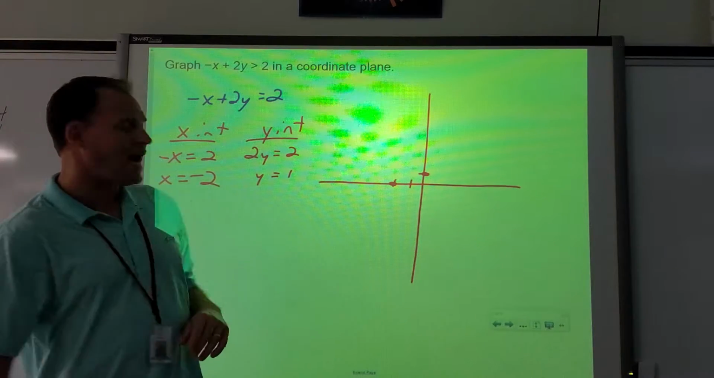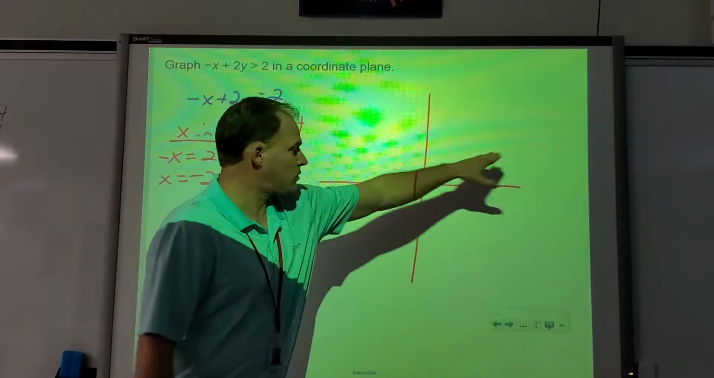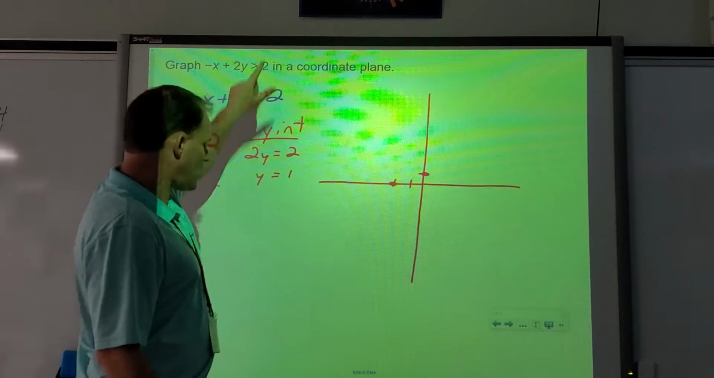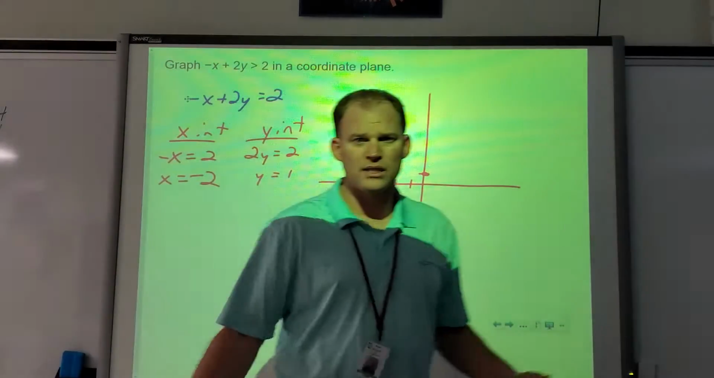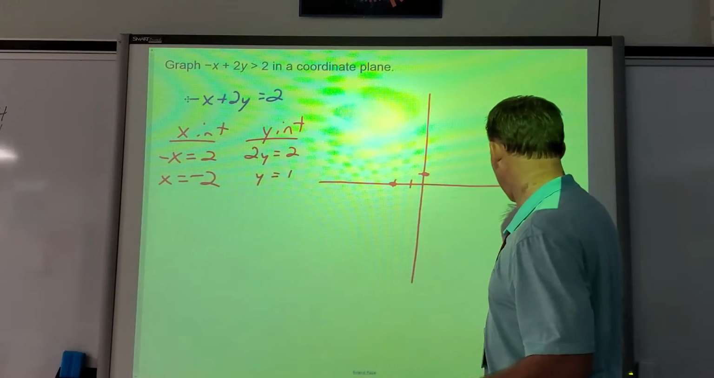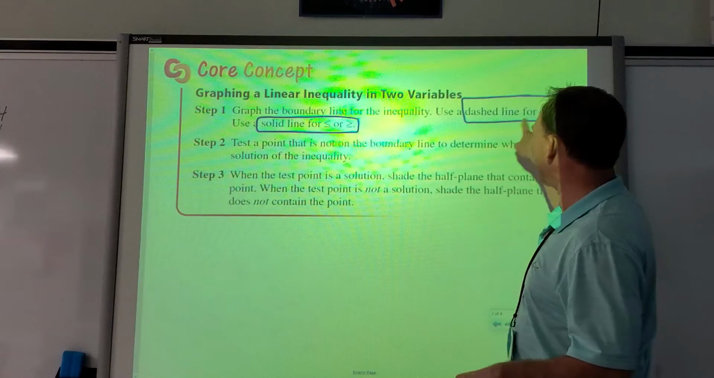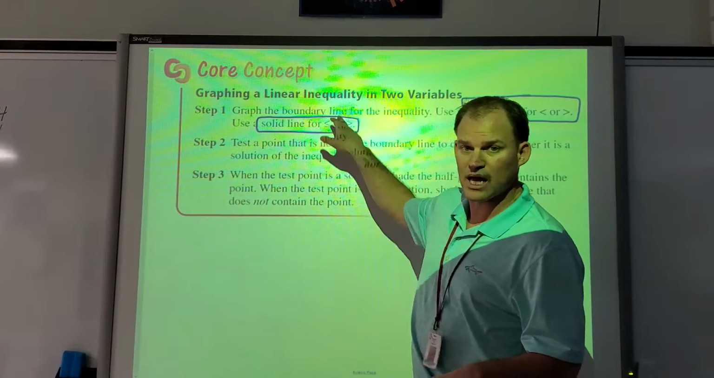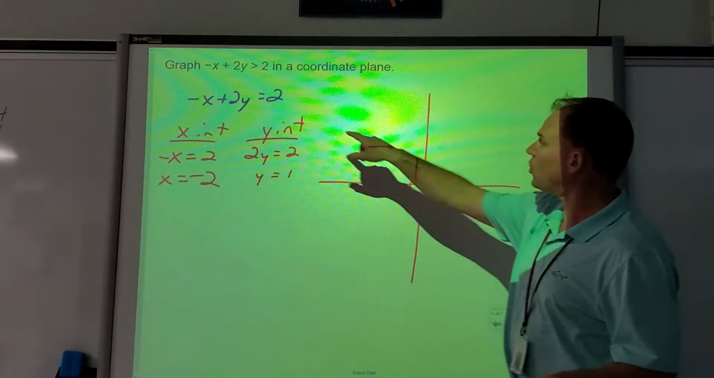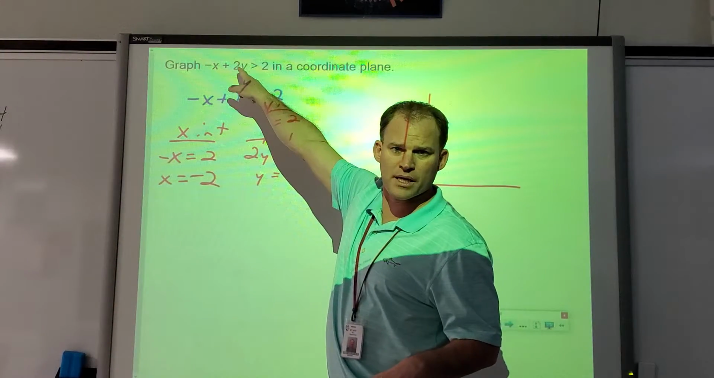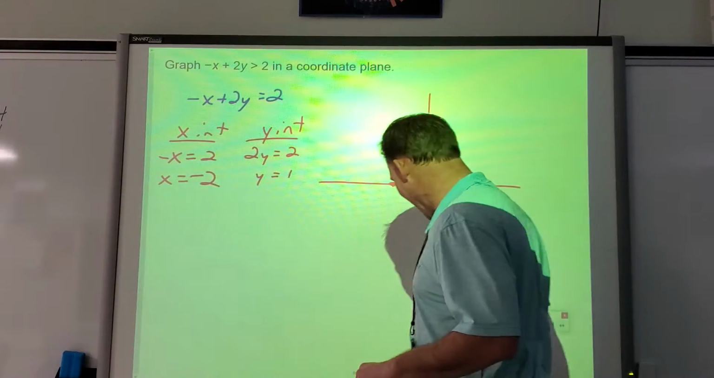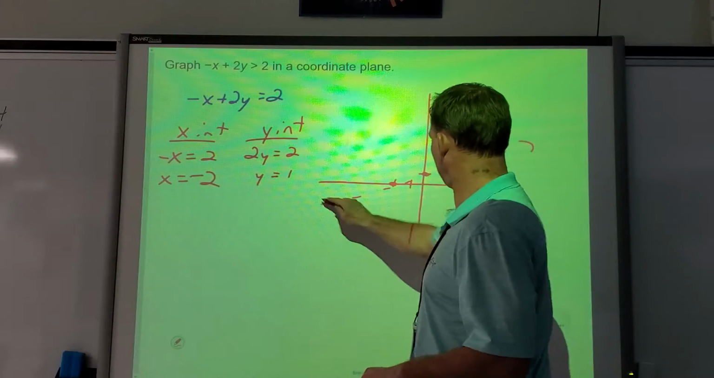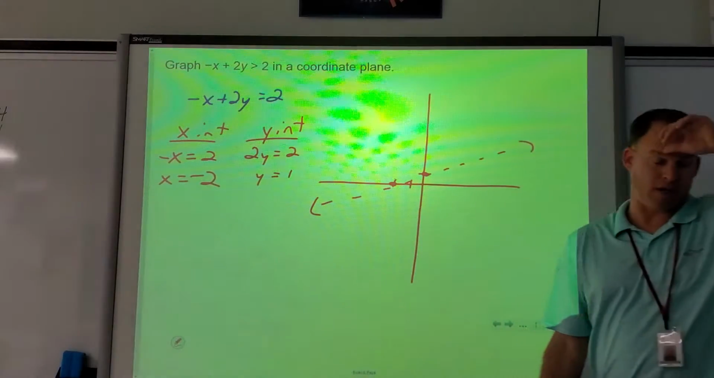So now I have my boundary line. It's right through there. But it's important to think before you draw your boundary line. Is this a greater than or equal, less than or equal, greater than or less than? All right? Remember, we use a dashed line if there's no equal sign. We use a solid line if there is. So, what kind of line am I going to put here? Dashed. Dashed line. All right?